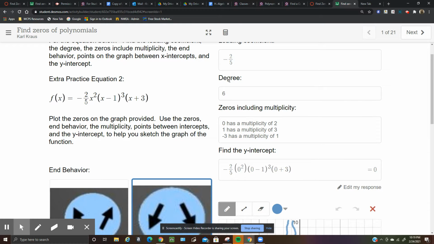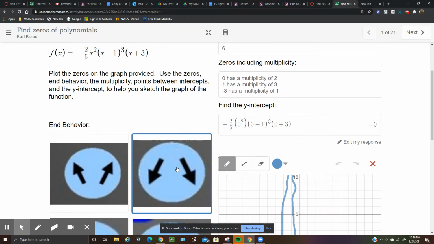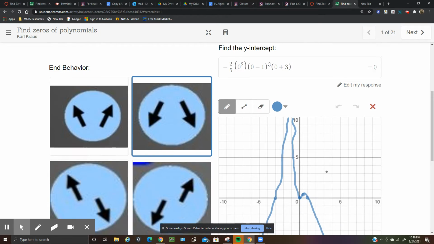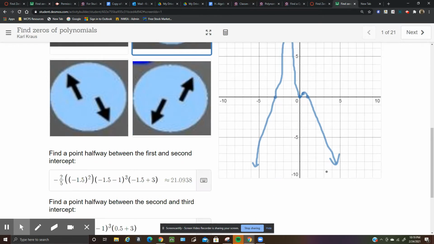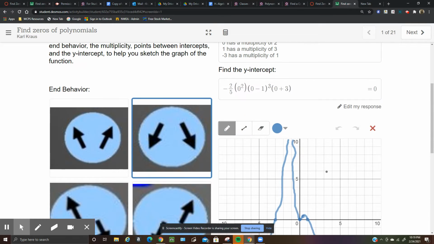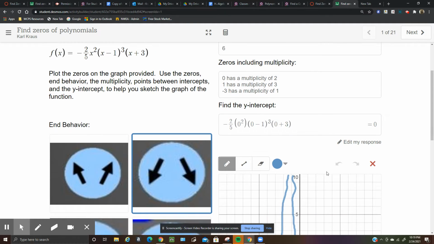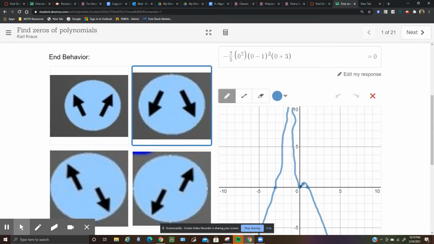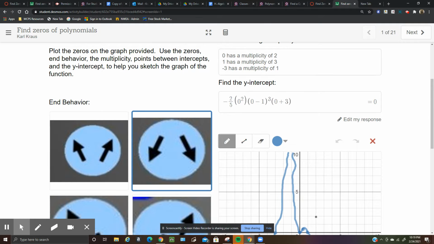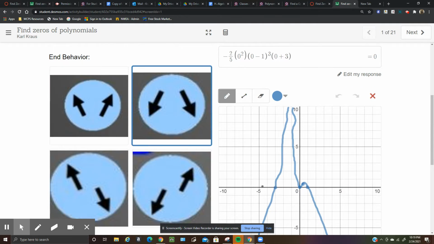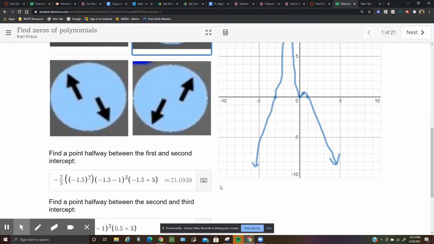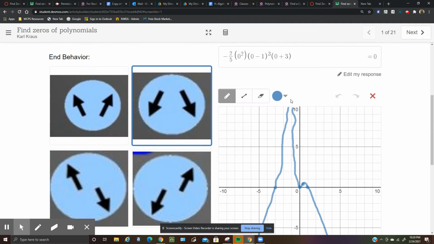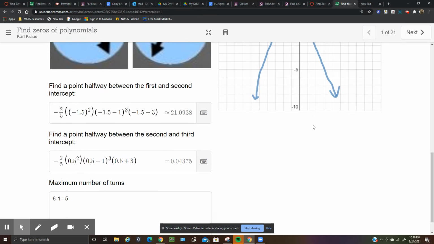The leading coefficient is negative and the degree is even. Both ends go downward. And then if I plot the 0, 0, 1, and -3, and then I plugged in -1.5, and I get 21. So -1.5 and 21 is up here somewhere. It's off the grid space.